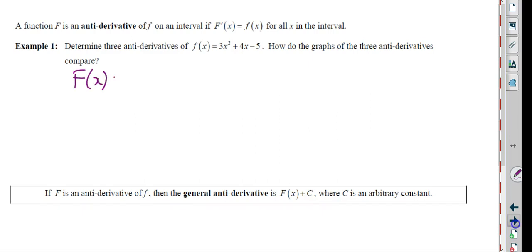Capital F of x equals, so how do we get a 3x squared? Could be much easier, right? x cubed. How do we get a 4x? 2x squared. How do we get a minus 5? Minus 5x. Now what else could you stick on the end there?